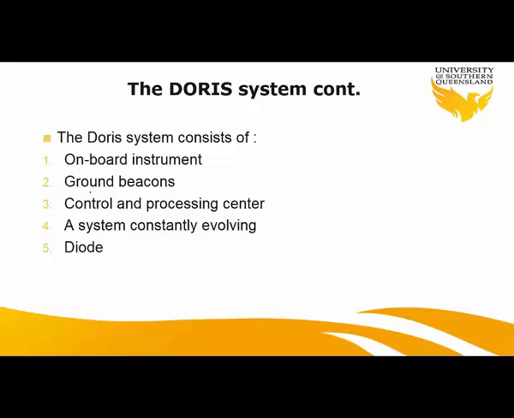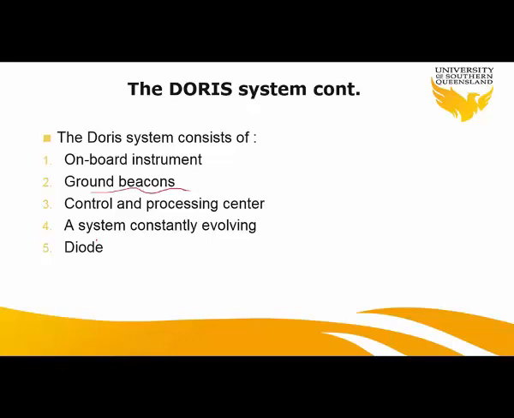Once these beacons receive the data from the satellite, they will send it to somewhere else to be processed on a frequent basis. It can be every few days or even every few hours. So the processing and control center processes the data, determines the orbital parameters, and sends them back to those ground stations to be transmitted back to the satellites.